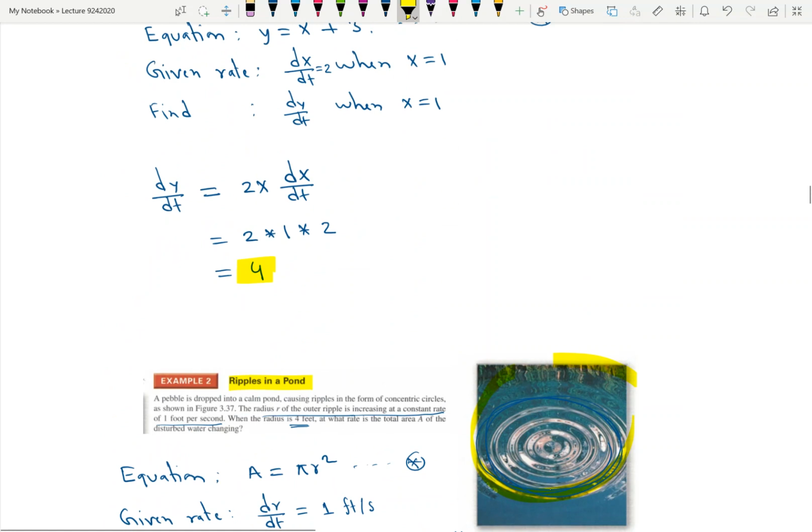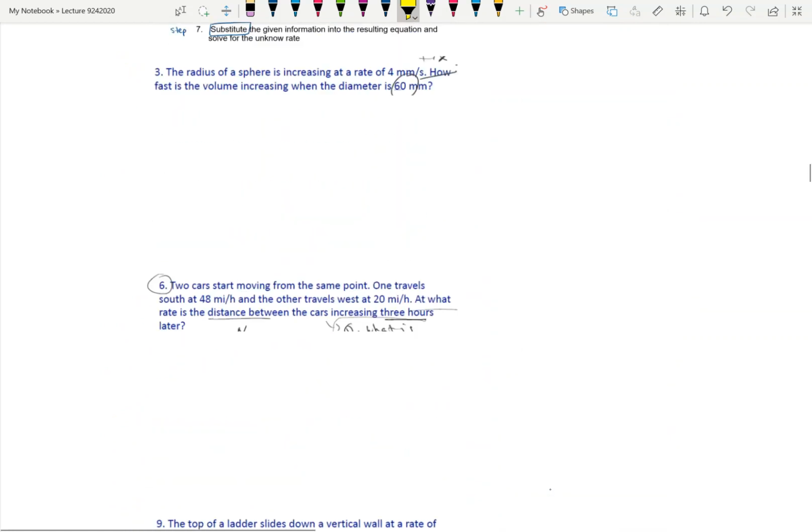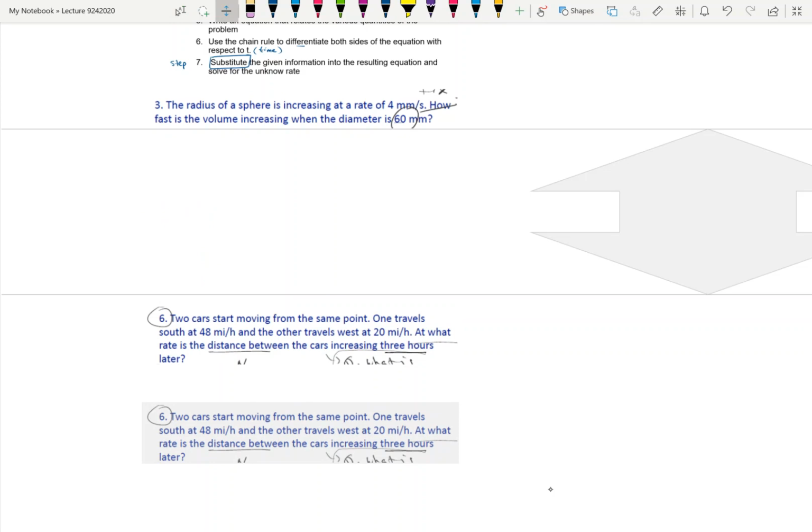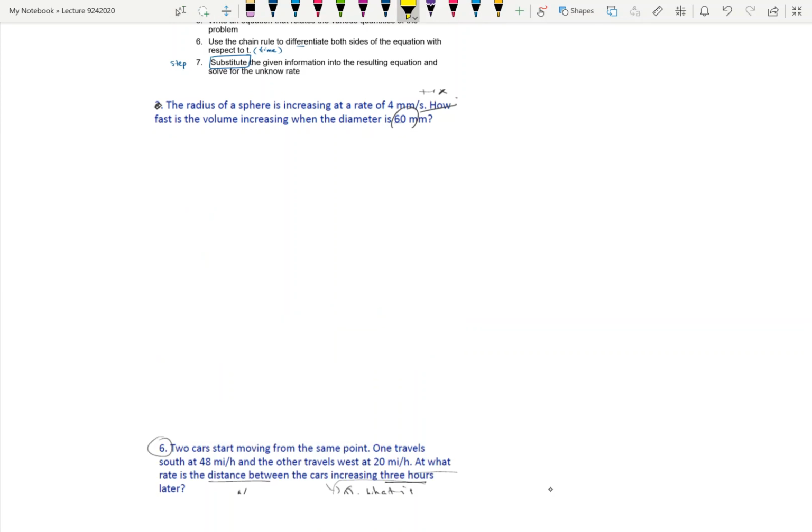Now solve some problem which your instructor discussed in class. So your professor discussed this one in class. So here we always need 3 pieces of information: first the equation, then the given rate, and what we need to find.